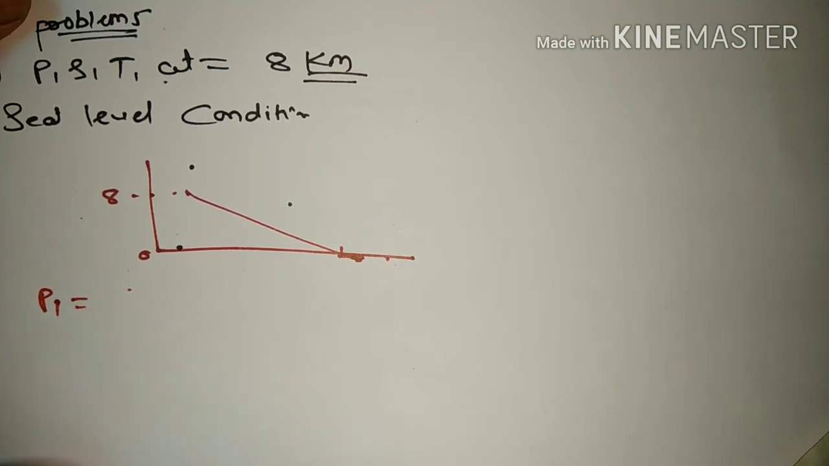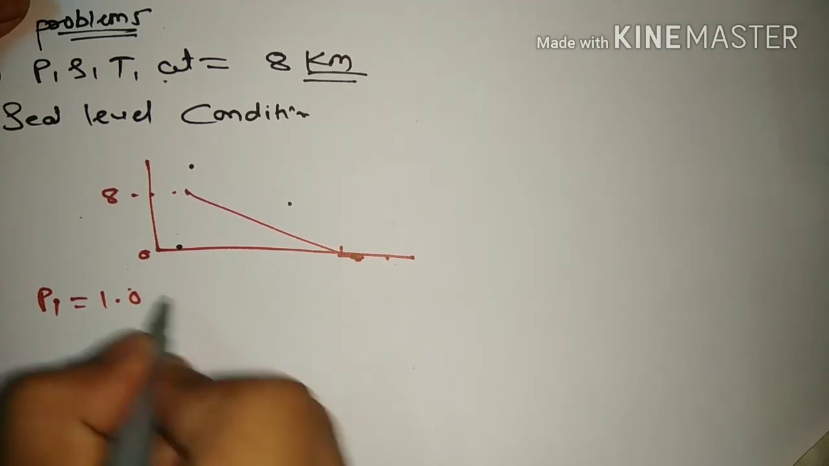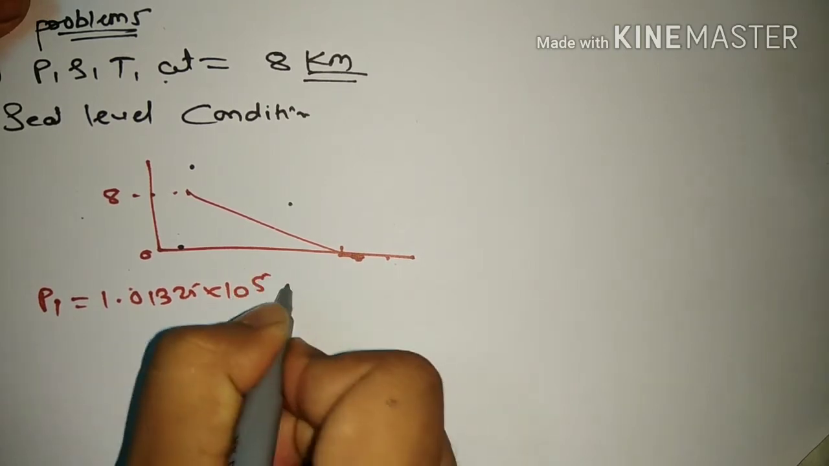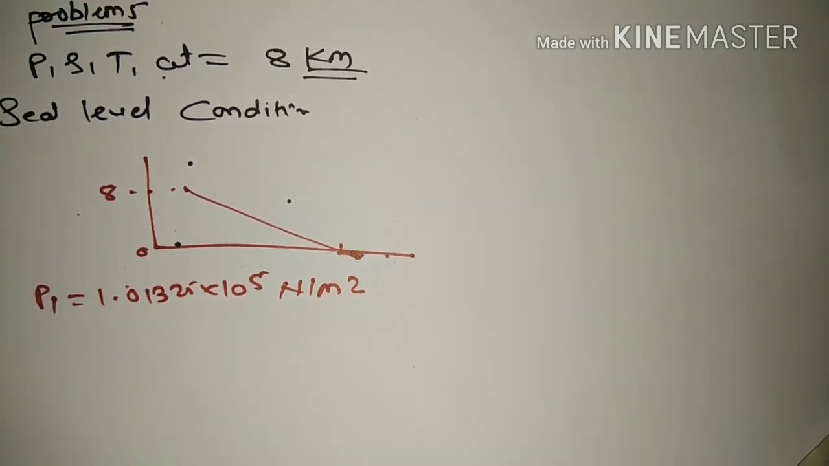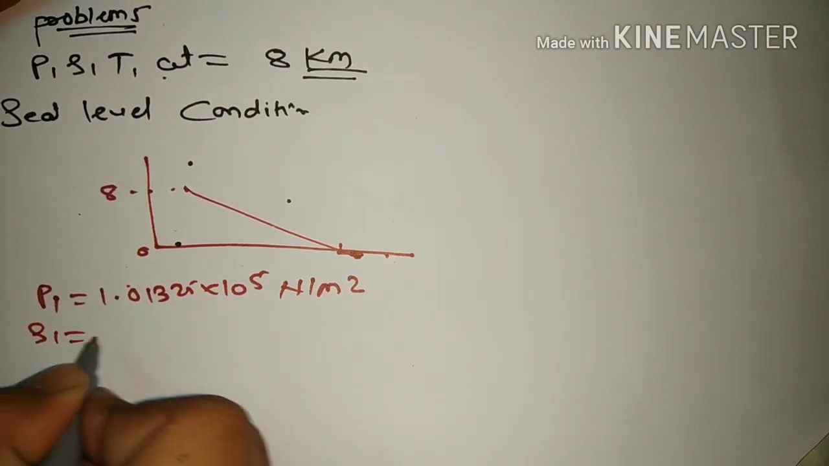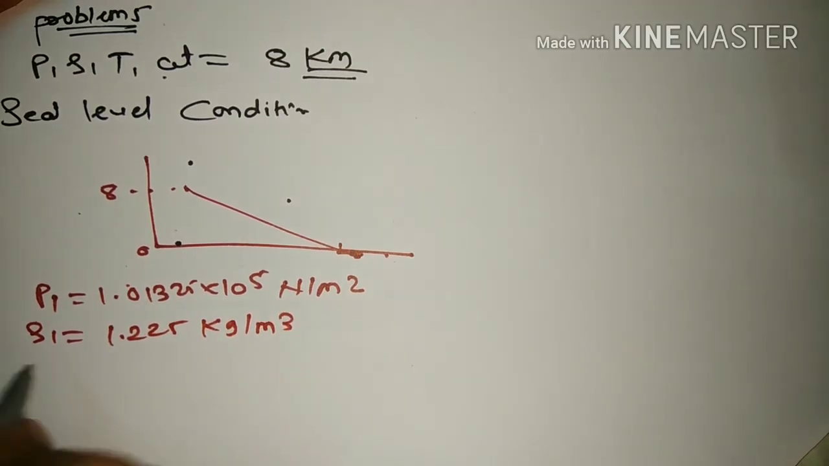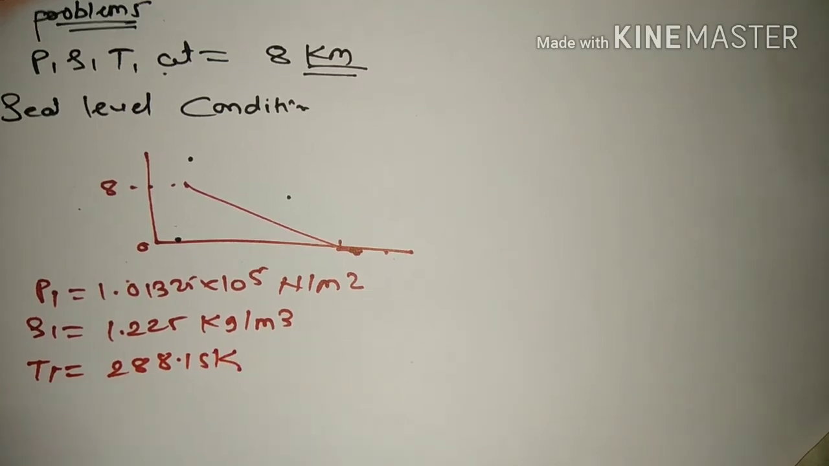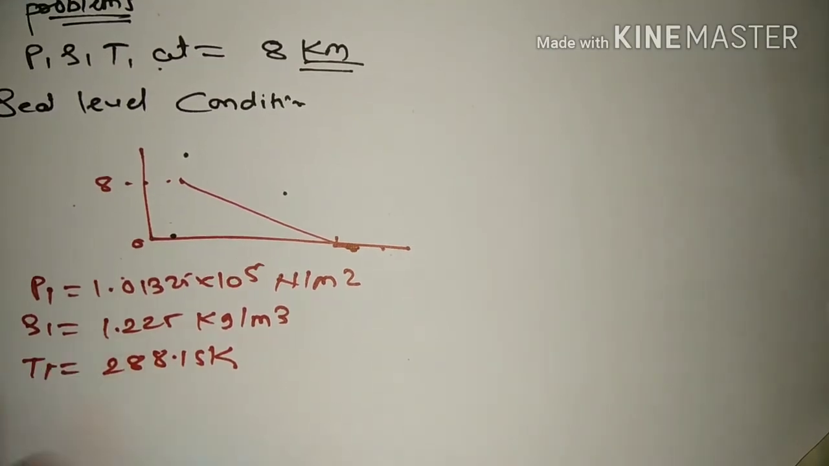What are the reference values? P1 is 1.01325 into 10 raised to 5 Newton per meter square. This is the standard sea level value. Now the density rho 1 is 1.225 kg per meter cube. Temperature is always 288.15 Kelvin. These are the standard reference values for calculating.